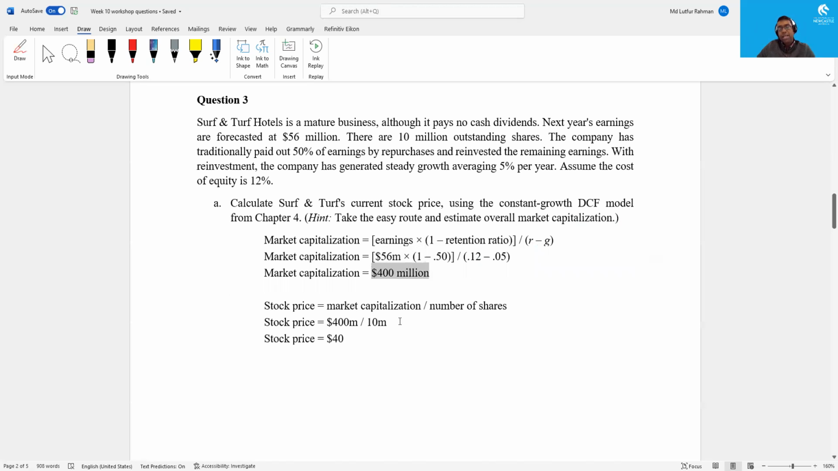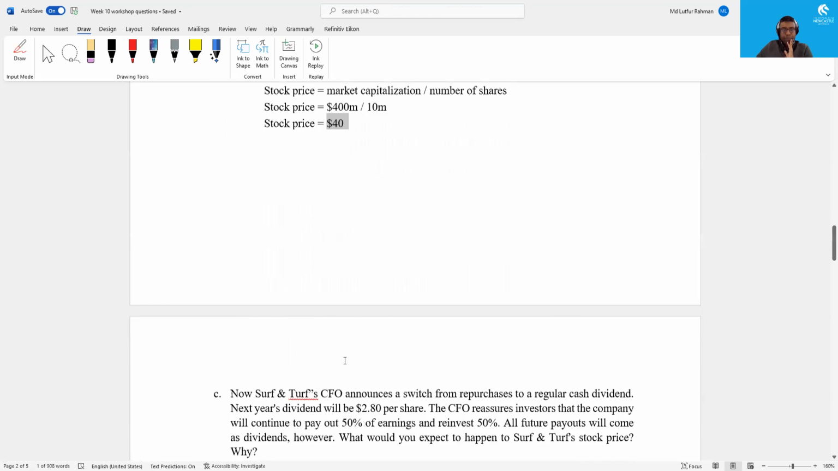And this 400 million is the total value of the shares, not the par value, which is called market capitalization, number of shares multiplied by price per share. So we divide it by the number of shares, which is 10 million, and we get the stock price per share. So a bit of back calculation to find out the stock price.